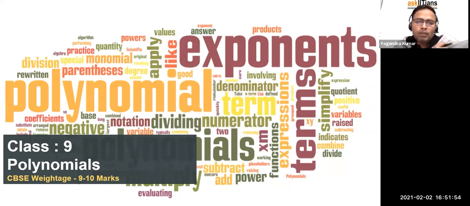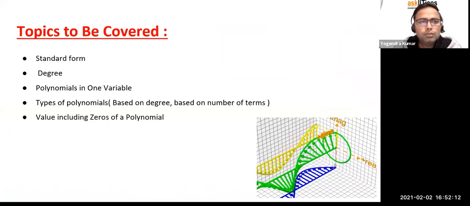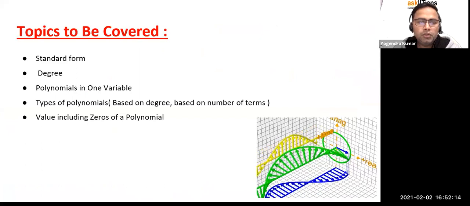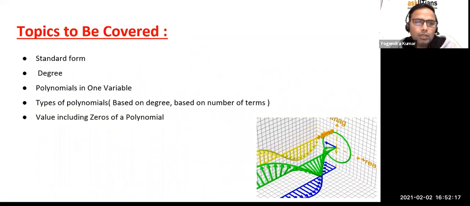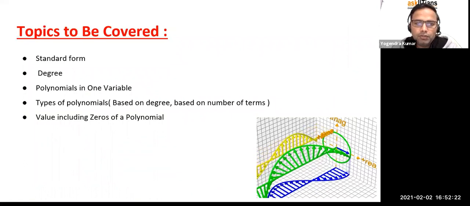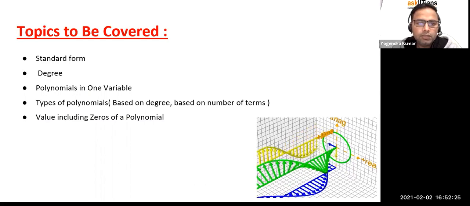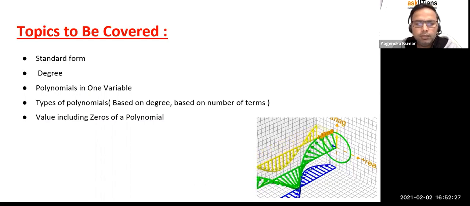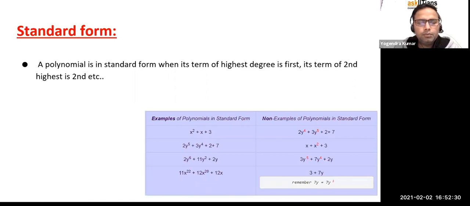So we are going to start, and you need to pay attention to what we are going to understand here. Every single point is going to be very important, so pay attention to every point which I am going to mention. We are going to see the standard form of polynomials, what the degree of a polynomial is, polynomials in one variable, types of polynomials, and the value, including zero, of a polynomial. We need to see what the value of a polynomial is. So let's start with the standard form of the polynomial.